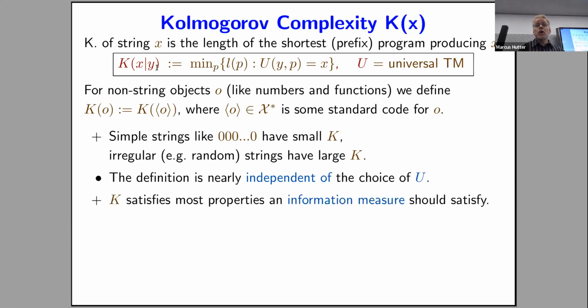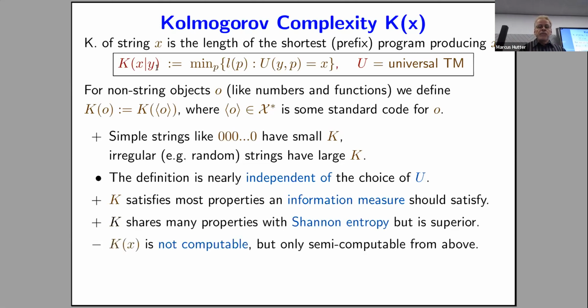It also satisfies most properties an information measure should satisfy, and I will not go into what should means, but I will show that it satisfies virtually all properties which Shannon entropy also satisfies. So there's a very close relation between these properties and the corresponding ones in Shannon entropy. Okay, a big downside of Kolmogorov complexity is that it's incomputable.